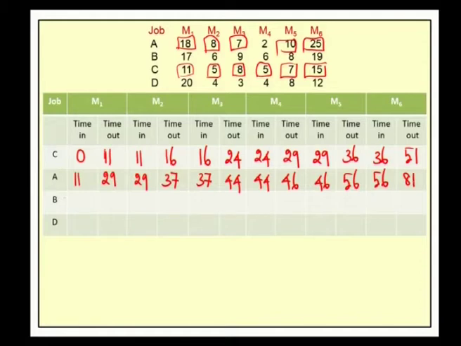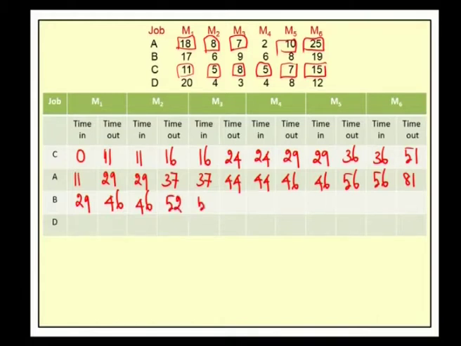Next job to be done is B. In order to complete job B, machine 1 starts its work at the 29th hour. For B, it requires another 17 hours to complete. Therefore, it completes its work at 46 hours. Next, machine 2 starts its work at 46 hours. In order to complete job B, machine 2 needs 6 hours. So, it completes its work at 52 hours.